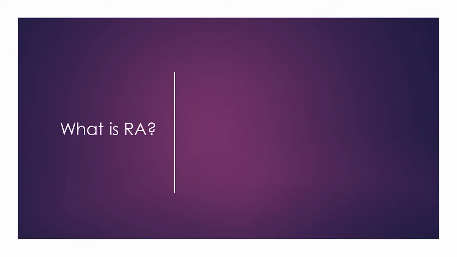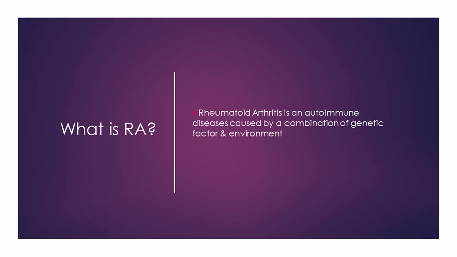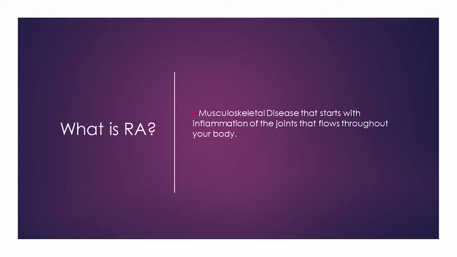That's very, very important. So to get started, it's important to understand what rheumatoid arthritis actually is first. According to the National Institute of Health, rheumatoid arthritis, or RA, is classified as an autoimmune disease that usually results from a combination of genetic and environmental factors, many of which are still unknown. And we also have a different definition. In other terms, rheumatoid arthritis is a musculoskeletal disease that starts with inflammation of the joints and flows throughout your body.